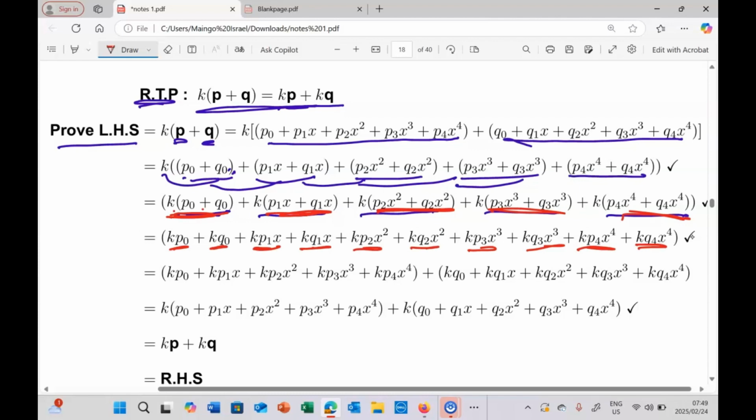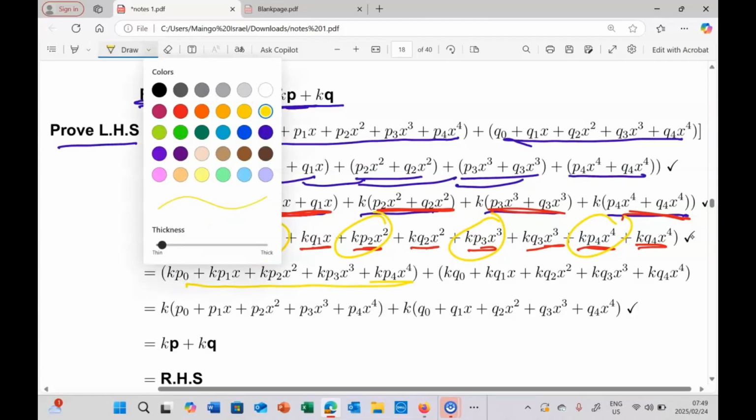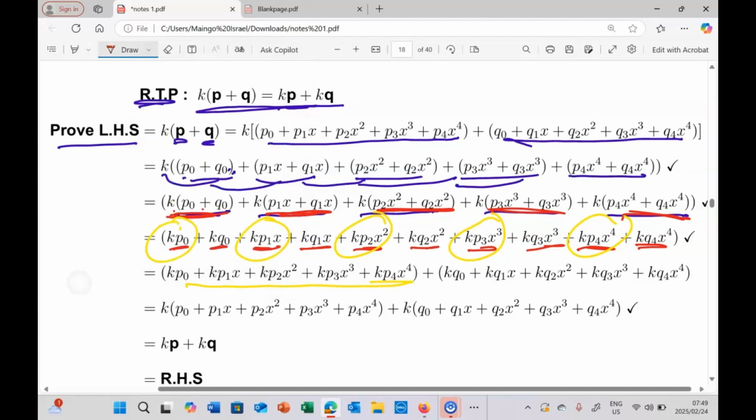After then we need to group the like terms: kp naught together, kp1x together, kp2x squared together, kp3x to the power 3 together, then kp4x to the power 4 together, which is this. Then we take the remaining things for q, which is kq naught, kq1x plus kq2x squared plus kq3x cubed plus kq4x to the power 4.